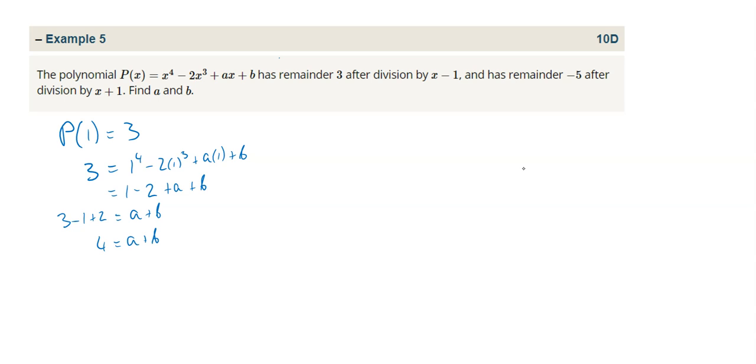Get one in terms of the other. B equals 4 minus A. That'll do. So now I've got that one. And then I get the same thing. It's a remainder of 5 after this. So I can do the same thing with that part.